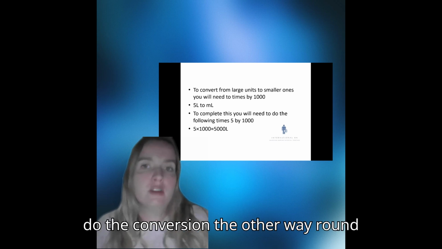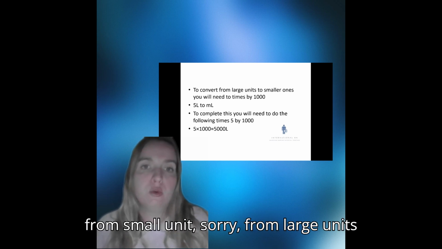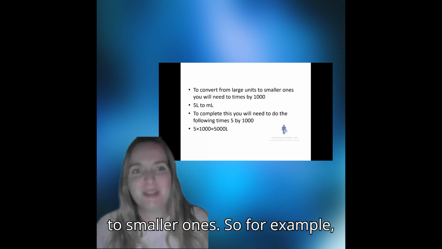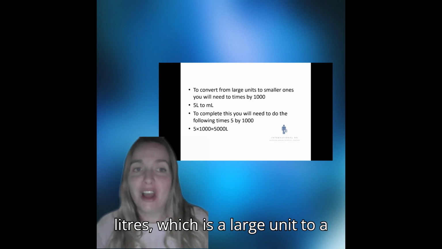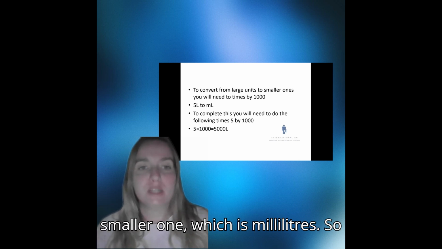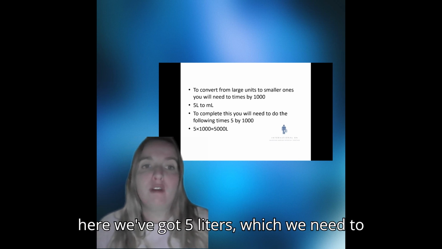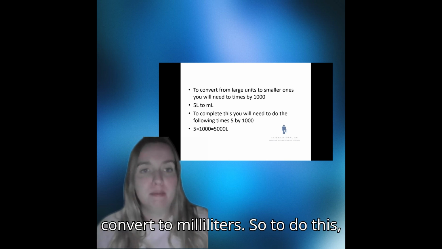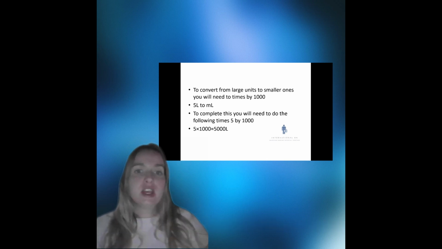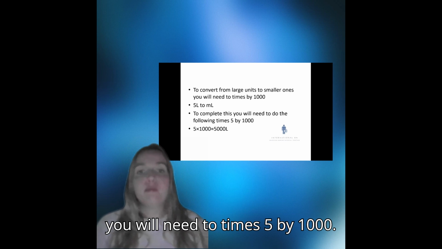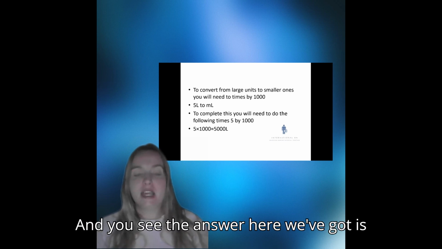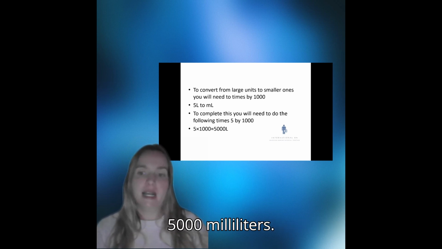Okay, so to do the conversion the other way around, from large units to smaller ones. So for example, litres, which is a large unit, to a smaller one, which is milliliters. So here we've got 5 litres, which we need to convert to milliliters. So to do this, you will need to times 5 by 1,000, and you see the answer here we've got is 5,000 milliliters.